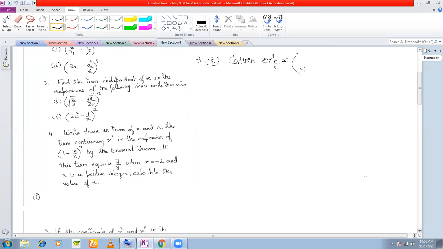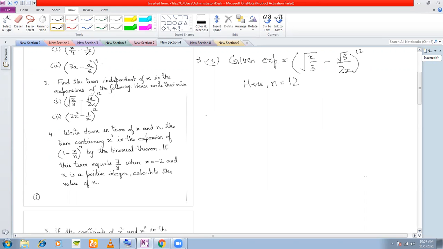So the given expression is equal to root x by 3 minus root 3 by 2x, to the power of 12. So here n is equal to 12, which is even. We don't need that because we are not bothered with middle terms. So n is equal to 12. Fine. So a here is root x by 3 and b here is minus root 3 by 2x, right?